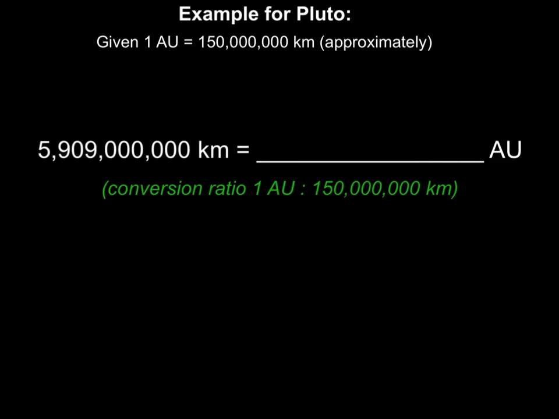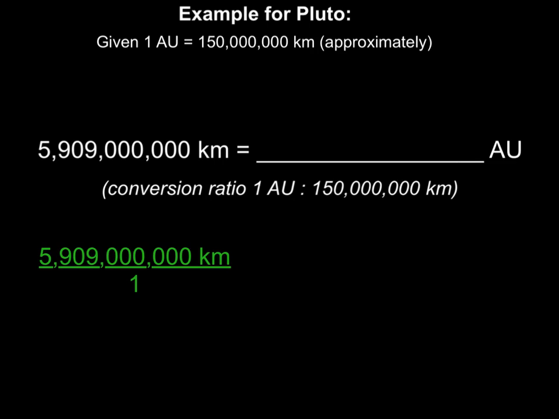In order to convert from kilometers to astronomical units, we have to use this conversion ratio of 1 astronomical unit, the distance from the sun to the earth, to 150 million kilometers, also the distance from the sun to the earth, in order to solve the distance from Pluto in astronomical units. Because my final answer needs to be in astronomical units, in my conversion ratio, astronomical unit needs to come first. So now you're going to write this down.